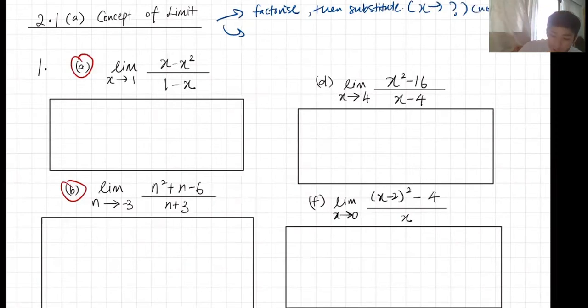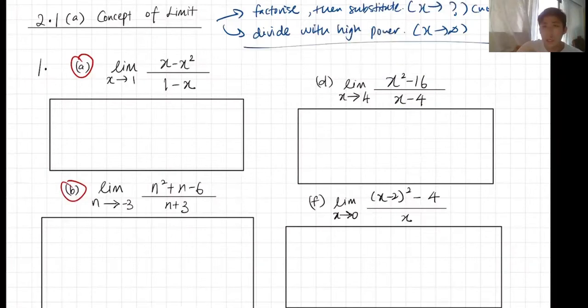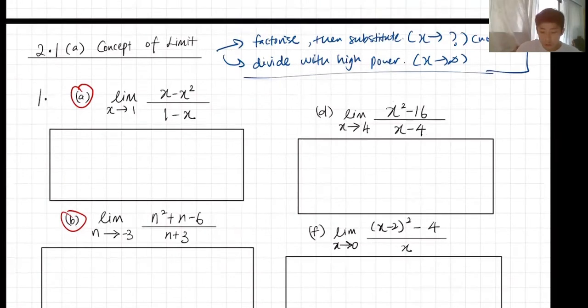And then if x is to approach infinity, normally what you want to do is divide every single term by the highest x power, or maybe y power, depends on what is in the limit. I just say power lah. You don't have to memorize this, because it is not always true. This is just like a guidance for you. Okay, so we look at questions.